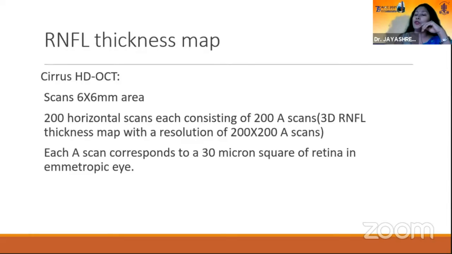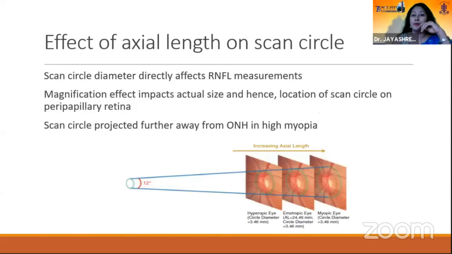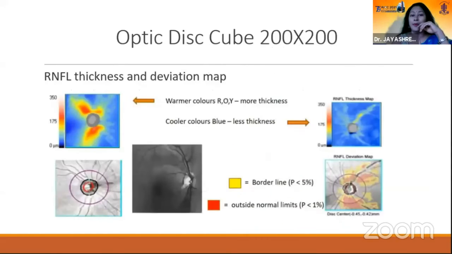Now, as we know, the inferotemporal quadrant is the most commonly involved, and the most common area is 2 millimeters from the center of the disc. Now, the scan circle, which we have of 3.73, 3.46, has a radius of 1.73. So this 2 millimeter area falls outside this calculation circle. This is where this comes to be of use. Now, the scan circle diameter is something that directly affects the RNFL measurements, and the scan circle is projected further away from the optic nerve head in case of high myopia.